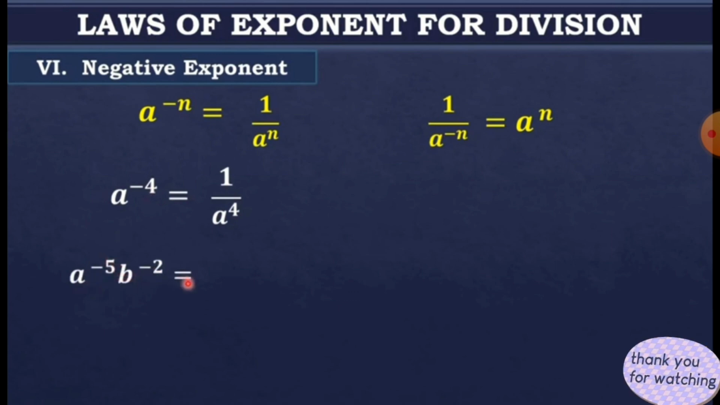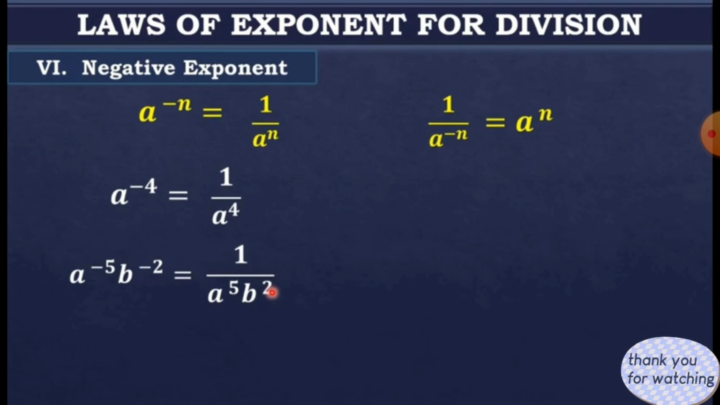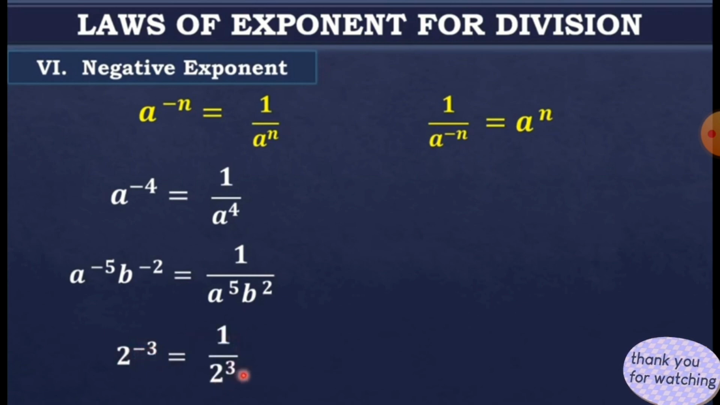How about this one? The same. So, you have to write 1 over a raised to 5, then b square. Okay? So, nagiging positive yung exponent. So, next example, we have 2 raised to negative 3. So, magiging 1 over 2 cube. But since we can simplify, magiging 1 over 8.